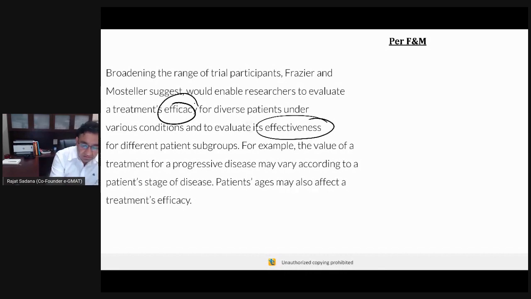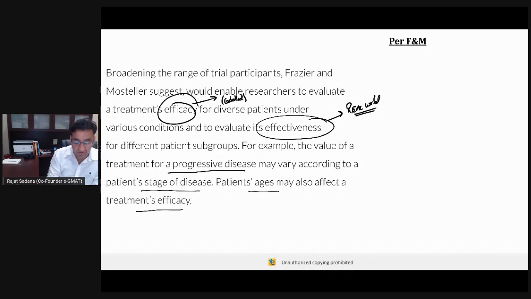Efficacy is about the results in a controlled environment. Effectiveness happens in the real world. Okay, and then the author really gives an example. He says, for example, the value of a treatment for a progressive disease may vary according to the patient's stage of disease. Then he says another thing that could impact is patients' ages may also impact a treatment's efficacy.